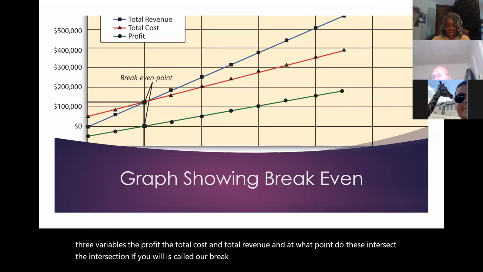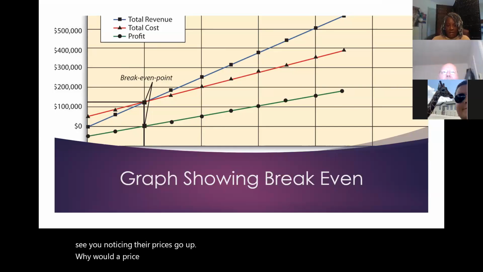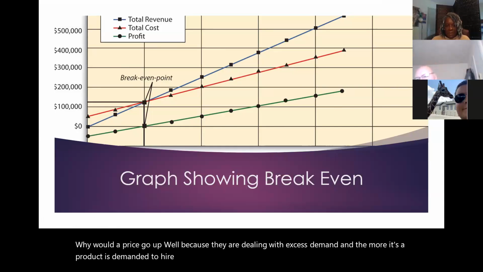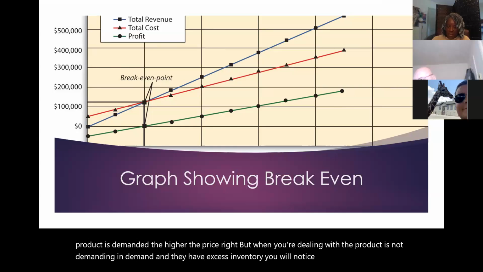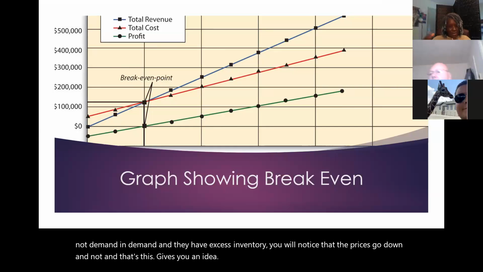And for many of us, we don't really think about break even too much because we're not really trying to produce anything. But if you're thinking about an organization you're doing business with, like Apple, and you notice their prices go up. Why would their price go up? Well, because they are dealing with excess demand. And the more a product is demanded, the higher the price, right? But when you're dealing with a product that's not in demand and they have excess inventory, you will notice that the prices go down. And that just gives you an idea of why prices fluctuate so much.